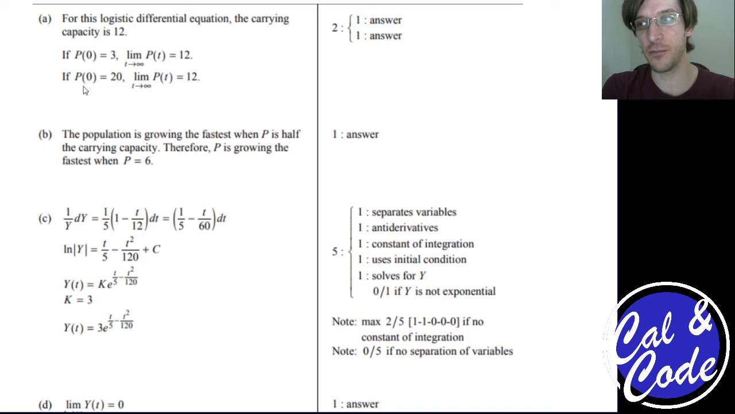Then we got 5 points for properly separating the variables, taking the antiderivatives, remembering your constant of integration, using your initial condition, and solving for y. We did all of those things in part C, so we get 5 points there, so we're up to 8 out of the 9 points.